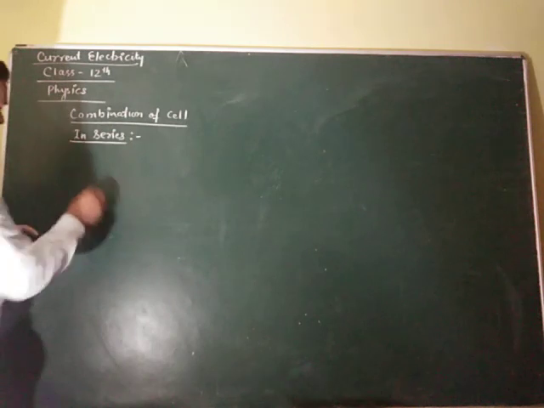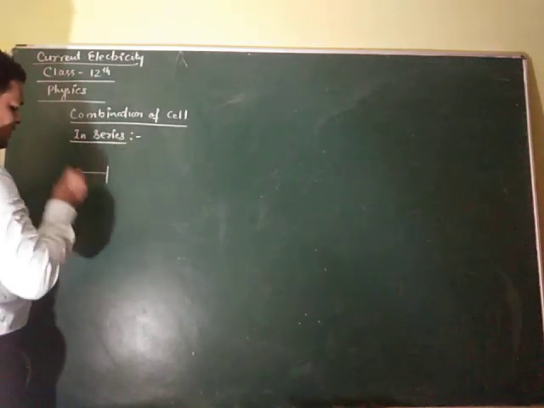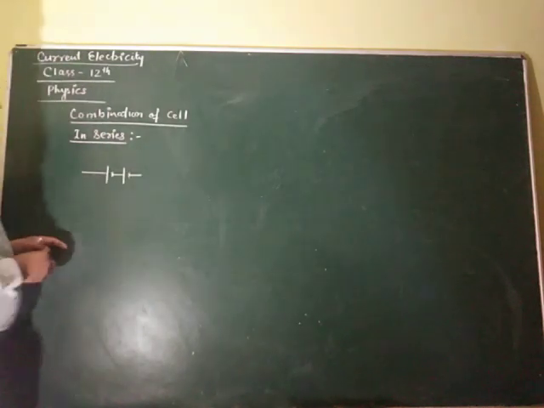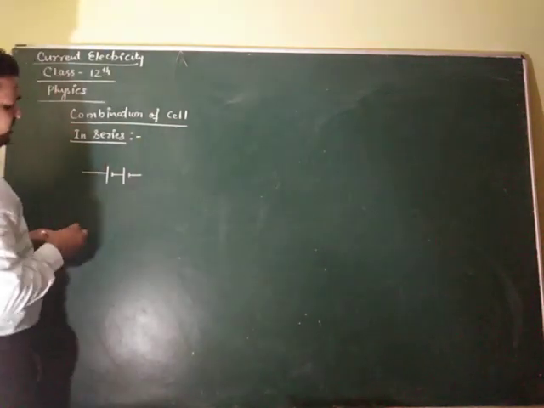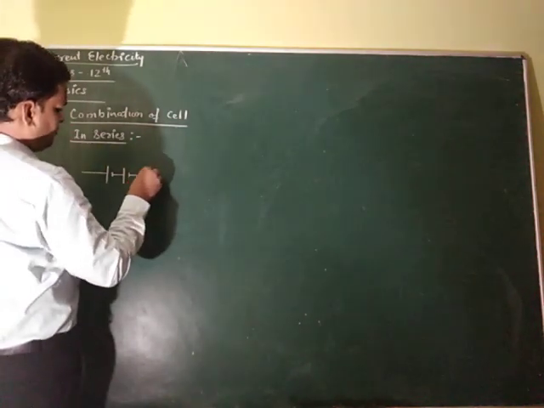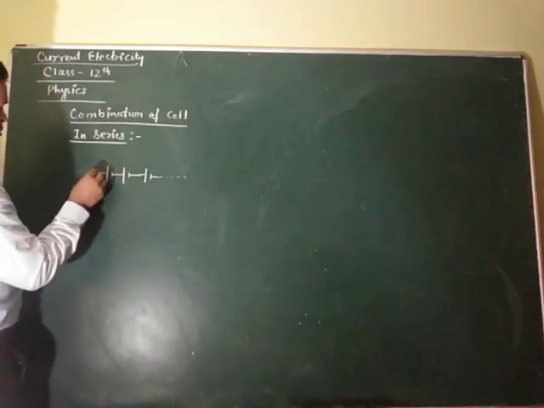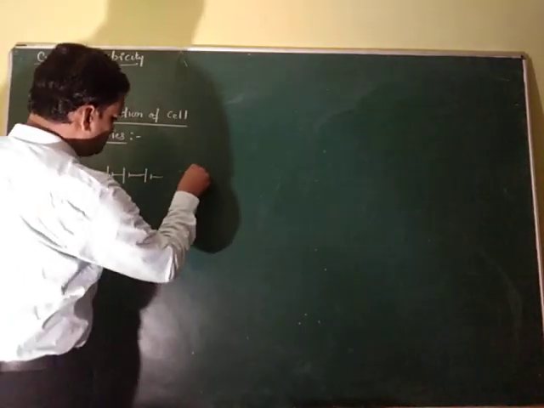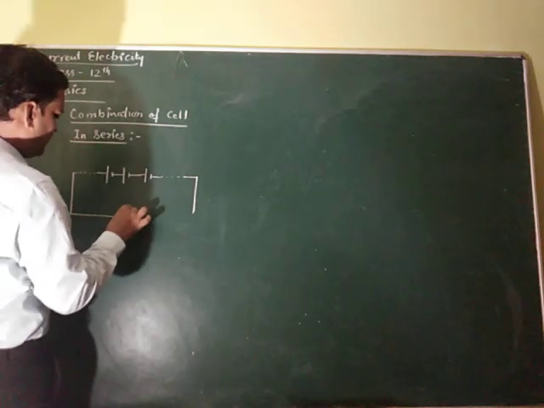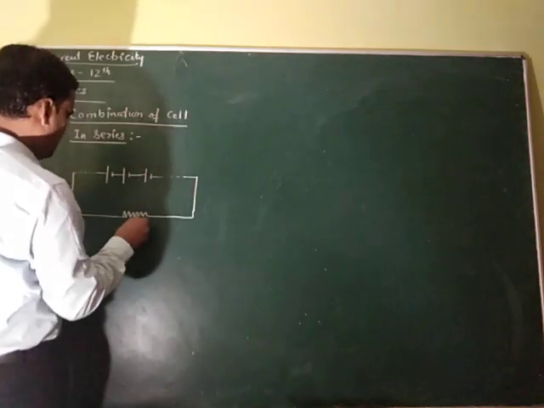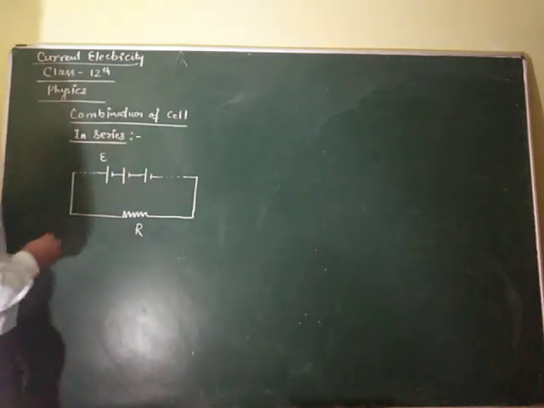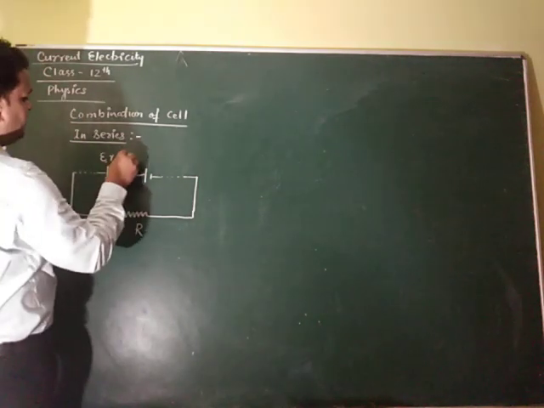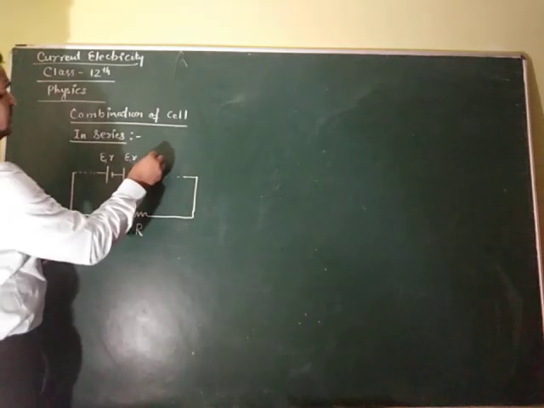So I have to draw cells connected in series. Series is a combination in which cells are connected end to end. And this is a dotted line. And all are connected to an external resistance R. This is R external. This cell has an EMF of E and internal resistance r. Again EMF E and r, and E and r.